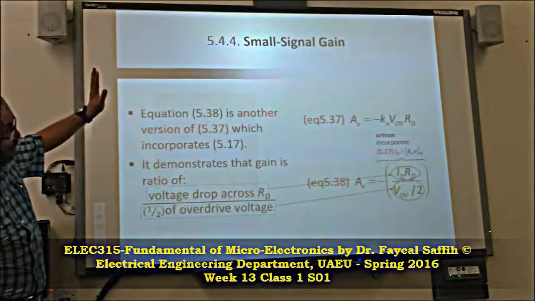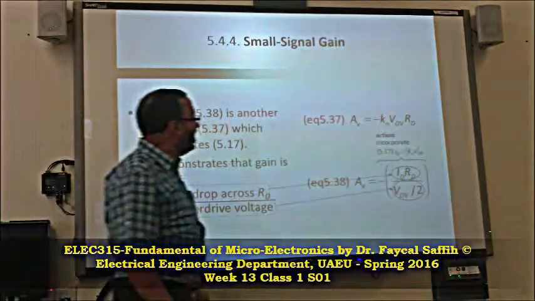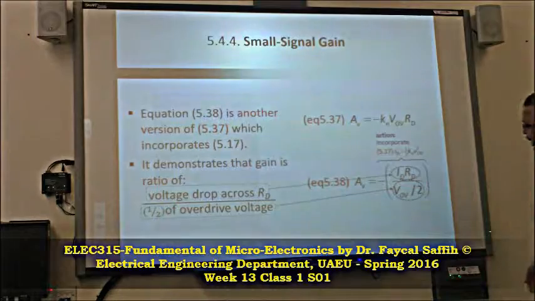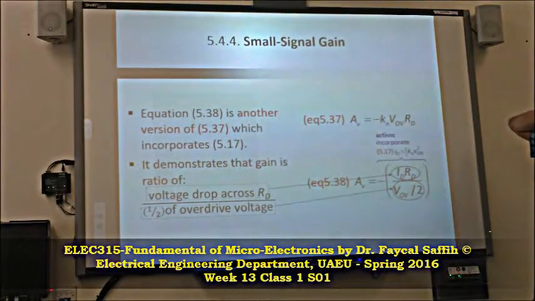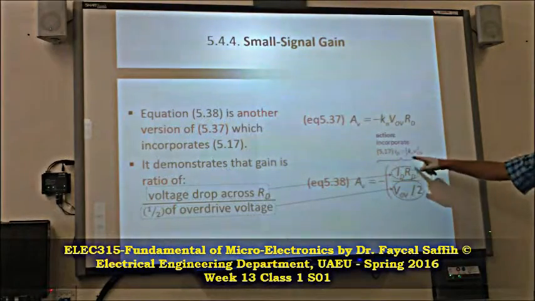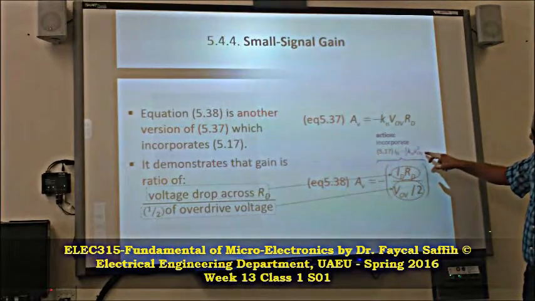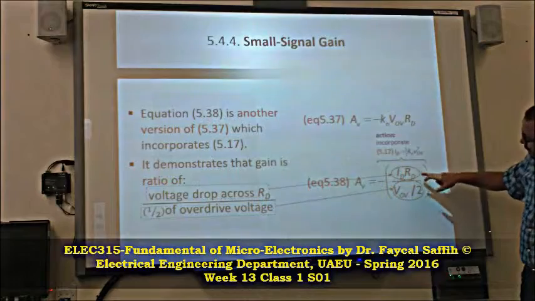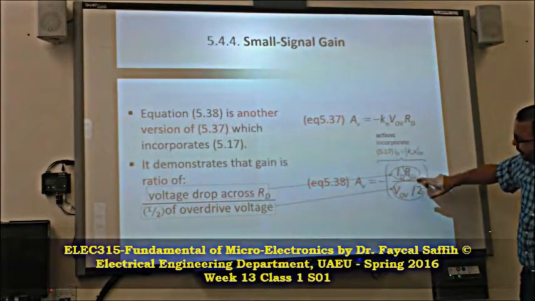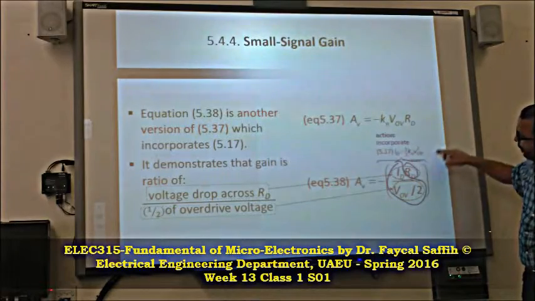I didn't write gm RT so far, but we will see it down the road anyway. Not a big deal. Here is what we did. We took the gain here. Okay, from this equation, Kn overdrive, can we take it from here? If we take RD out, this whole thing, we can get it from this equation.